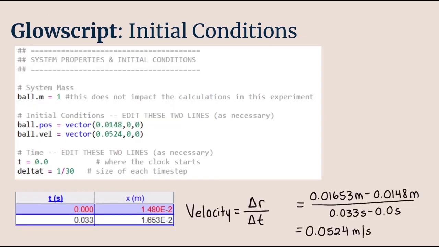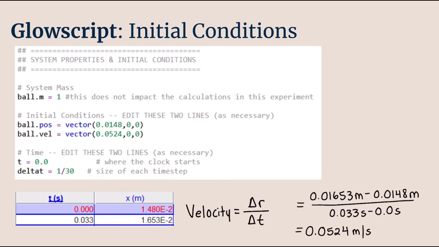To make the computational model, I first set the initial conditions in GlowScript. Looking at my data in Tracker, I can see the initial position of my cart at t equals 0 seconds is at 0.0148 meters. As you can see in my code, I set the initial position to match the one shown on Tracker. In order to get the object's velocity, I use the first 2 points of data from Tracker and substitute those values into the formula change in position over change in time. With those two data points, the velocity is calculated to be 0.0524 meters per second and is implemented into the code. The initial conditions seen on GlowScript match with the initial conditions given by Tracker.